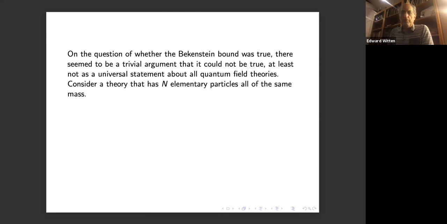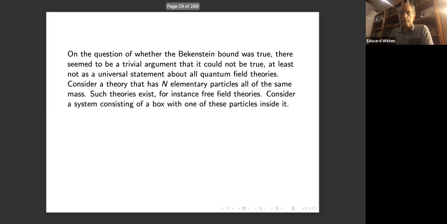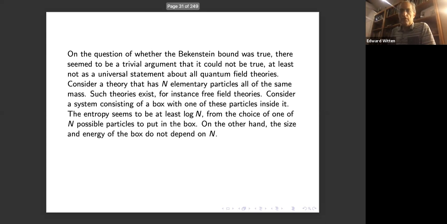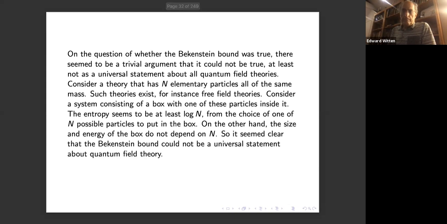Consider a theory that has n elementary particles all of the same mass. Such theories exist, for example, free field theories. Consider a system consisting of a box with one particle inside the box. The entropy seems to be at least log n from the choice of one of n particles to put in the box. On the other hand, the size and energy of the box do not depend on n. So it seemed clear that the Bekenstein bound could not be a universal statement about quantum field theory.